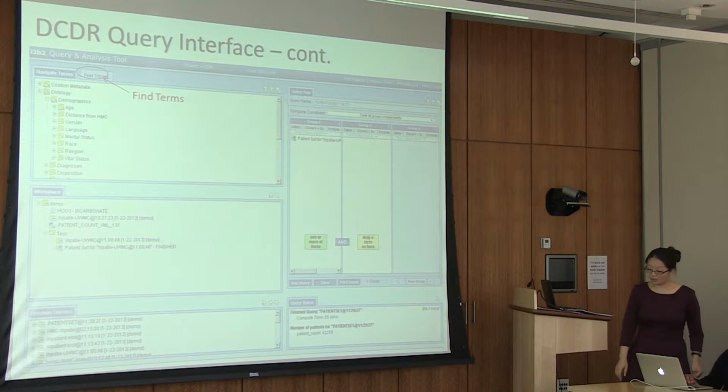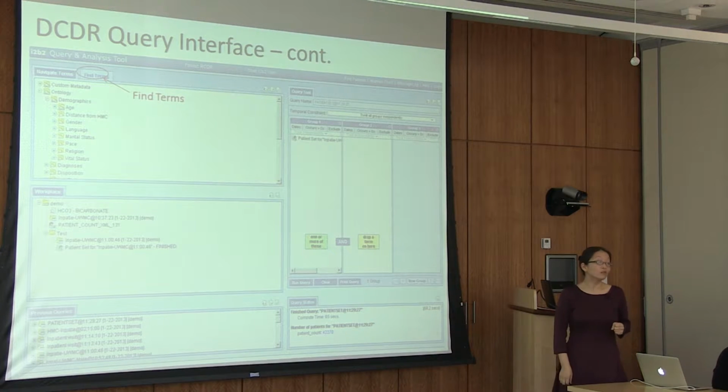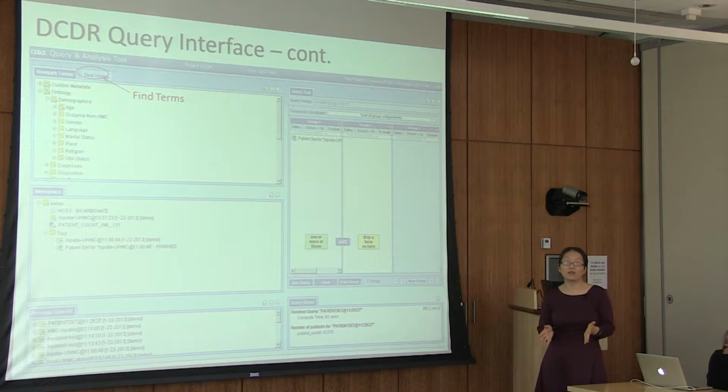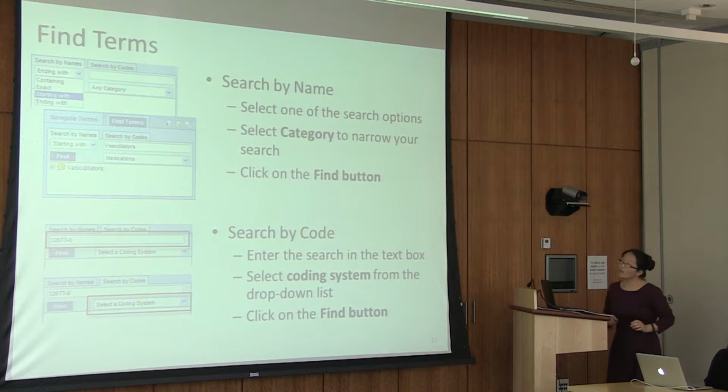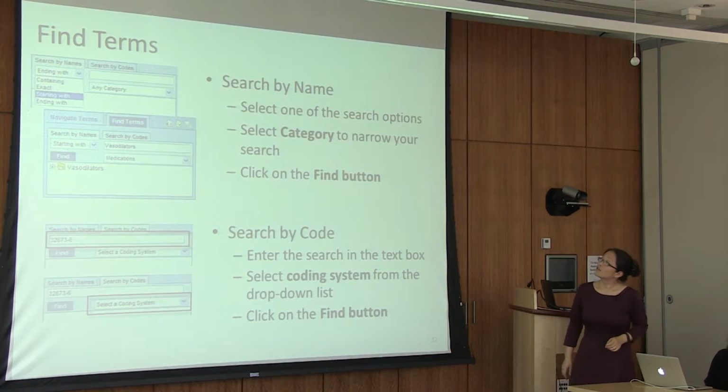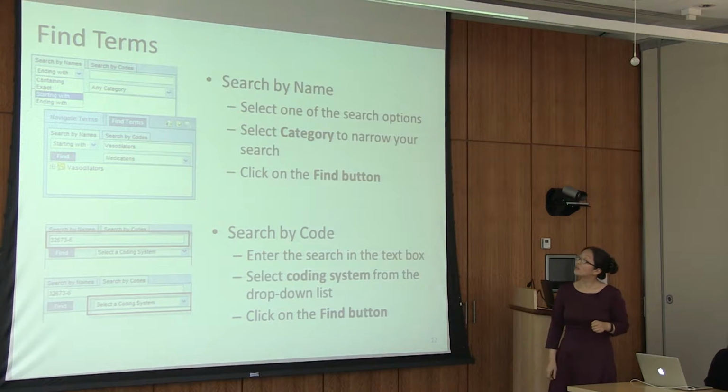Find terms. This is where you might be going most if you're looking for infectious disease organisms or some sort of diagnosis where you don't want to scroll through the whole list of items. If you go to find terms, you will see search by name, search by codes. Search by name is where you can type in anything in that string and it will find any item in that long list of trees where it is. So it will return you a result.